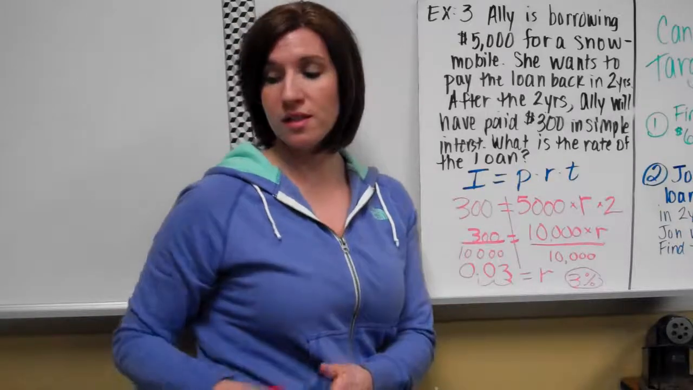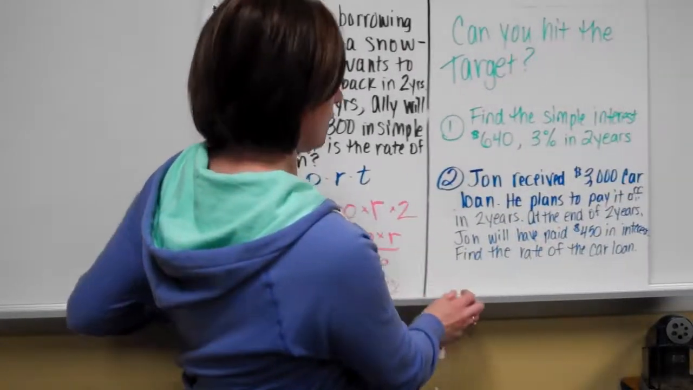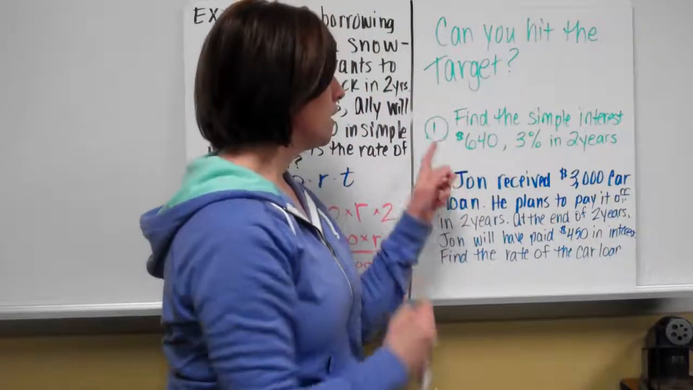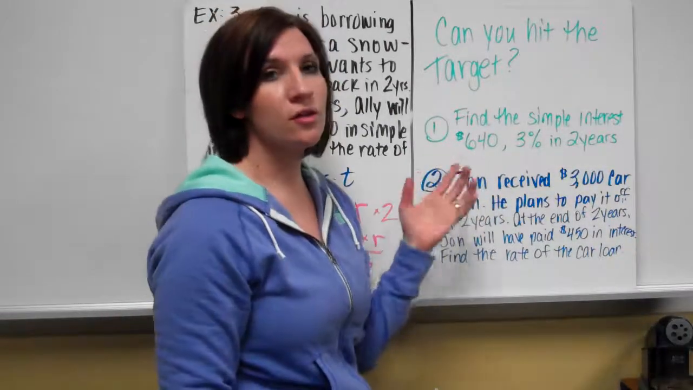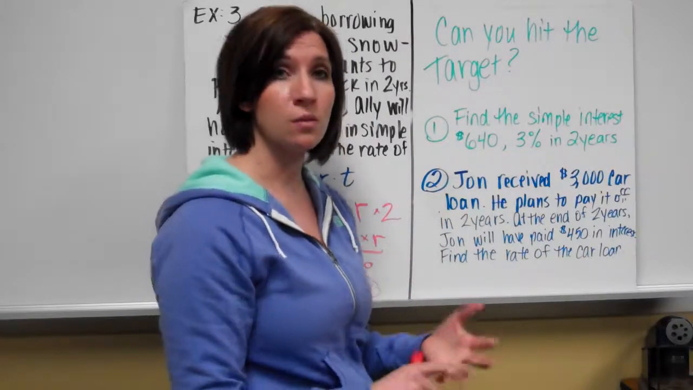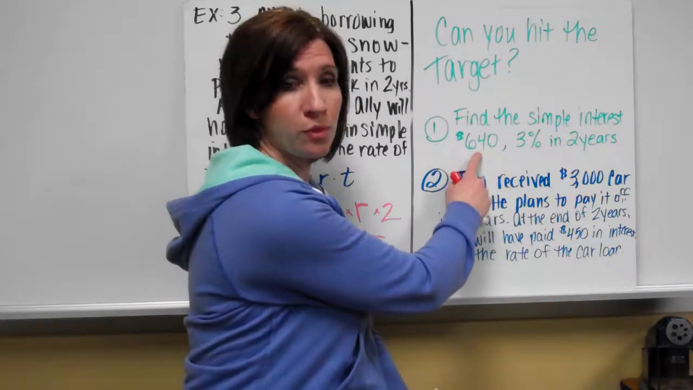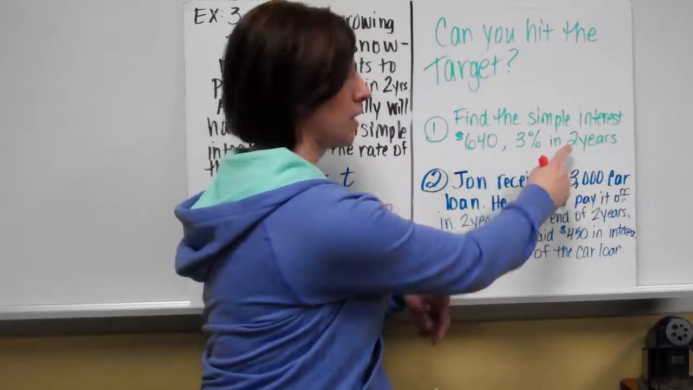So now you've learned about simple interest. So what I would like you to do is see if you can hit the target. So, can you hit the target? Here's question number 1. Find the simple interest. Here, there's no story problem that goes with it, so you have to infer what the principal is, what the rate is, and what your time is. So 640 is your principal, the 3% is your rate, and you have your time.